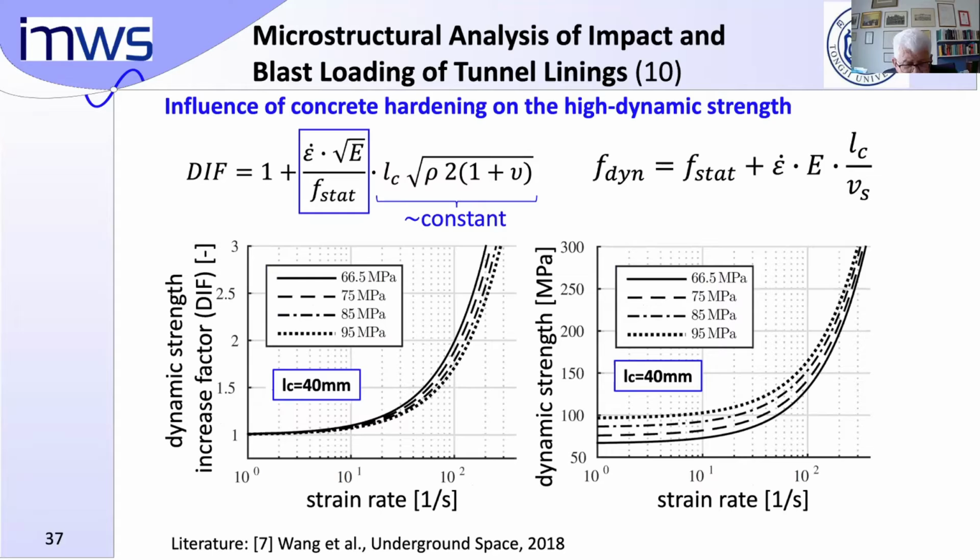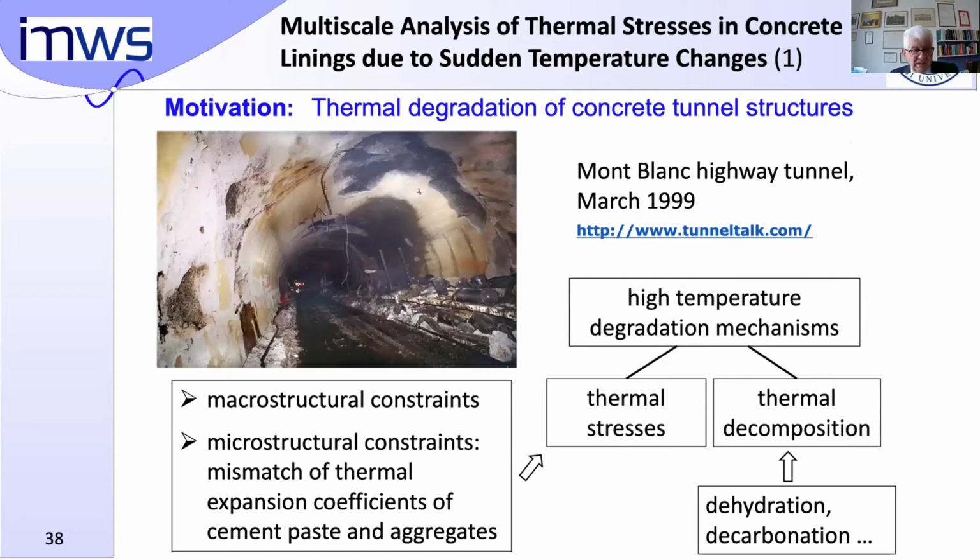The second term is approximately constant. Let us concentrate on the right figure. It shows the dynamic strength as a function of the strain rate for 4 different values of static strength. That means for 4 different distances in time from the casting of concrete. And expectedly, with increasing static strength, the dynamic strength is increasing. Ladies and gentlemen, so far for the first sub-project. I'm coming to the second sub-project.